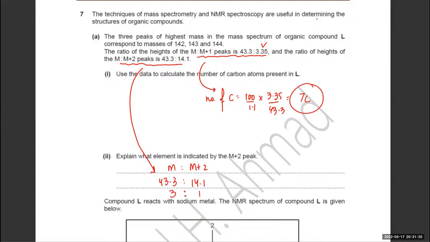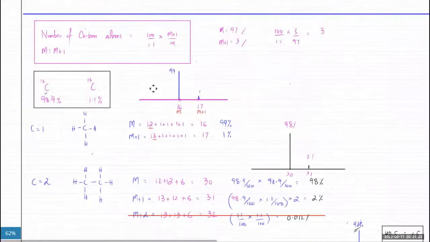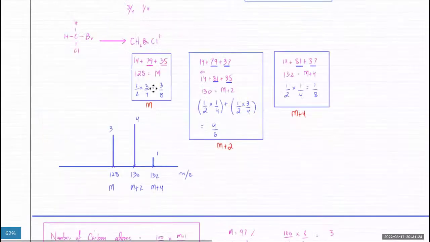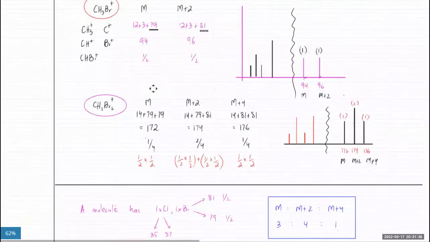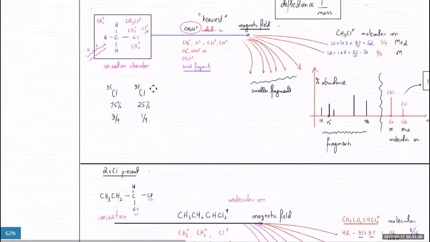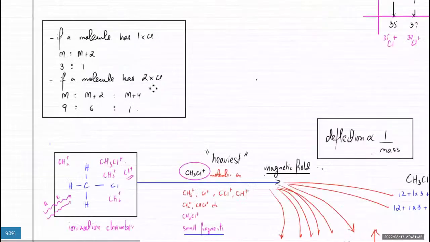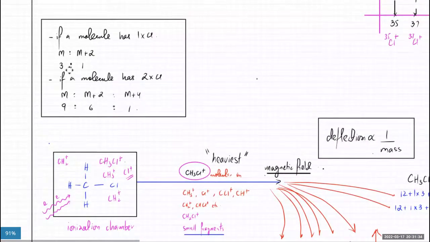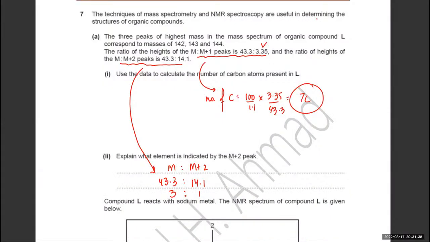When you have an M+2 ratio that comes out to be 3:1, that indicates the presence of chlorine. It's got 1 Cl. Is that clear? You've got 1 Cl, right?